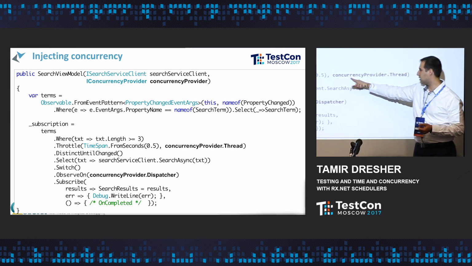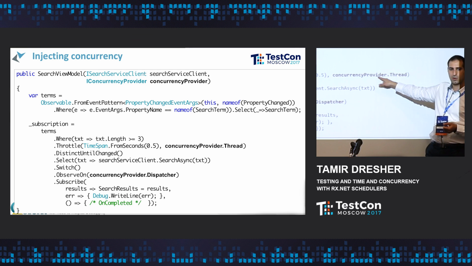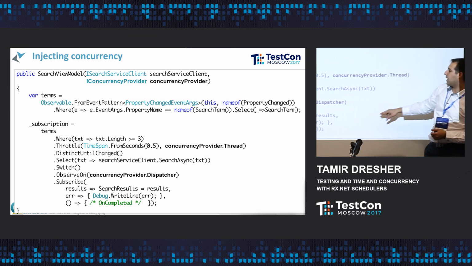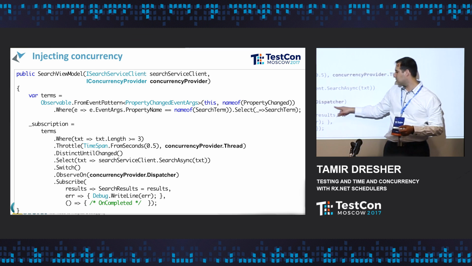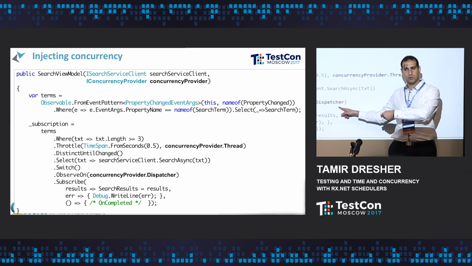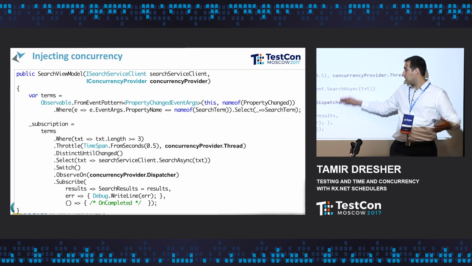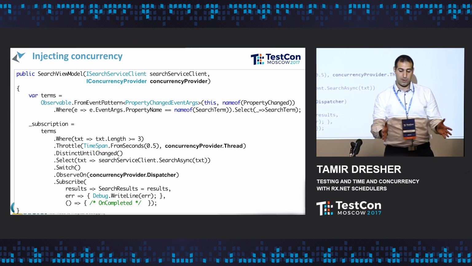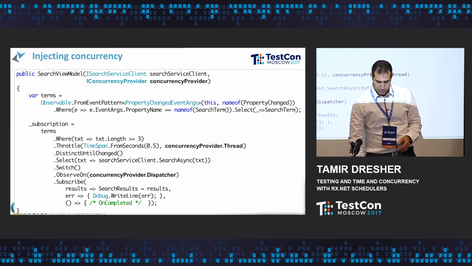So in the throttle operator, I now pass the concurrency provider thread, because I want to do it on another thread. I don't want to block the UI. And I want to observe the results on the dispatcher thread. I want to go back to the UI to show the results. So this is the code, and it will work fine inside my real application.